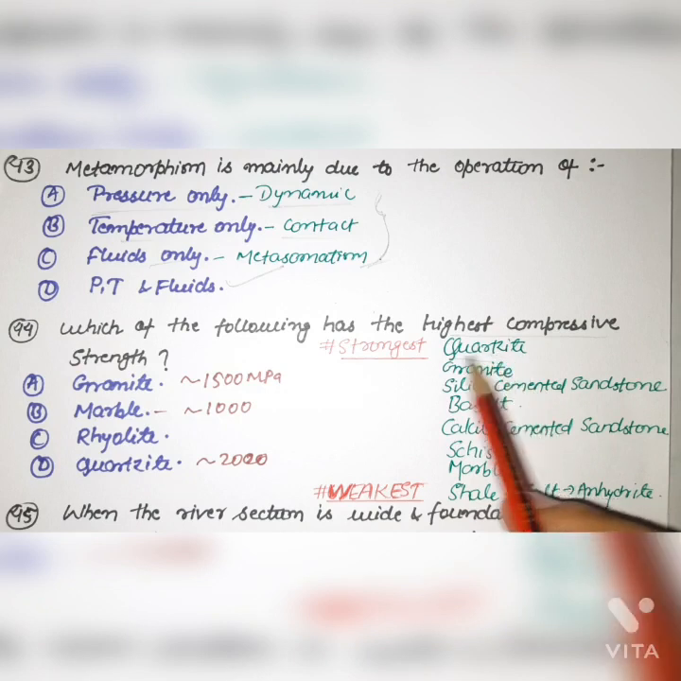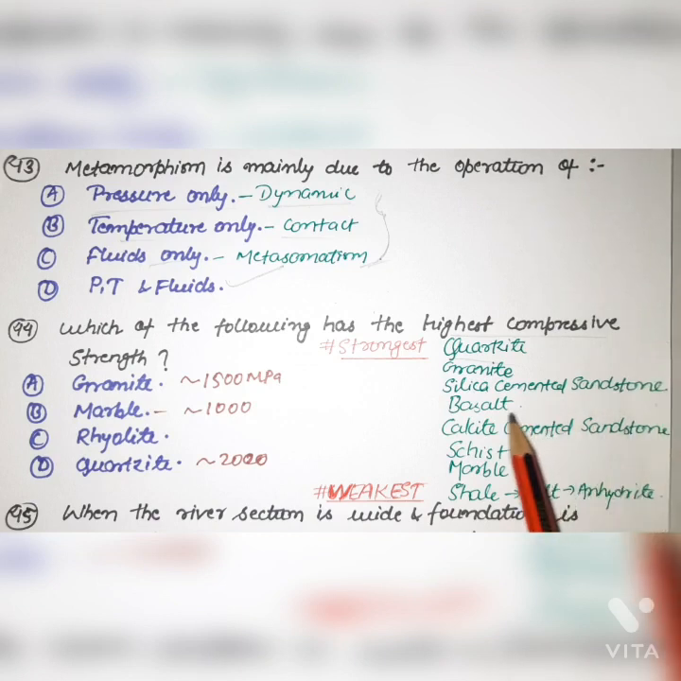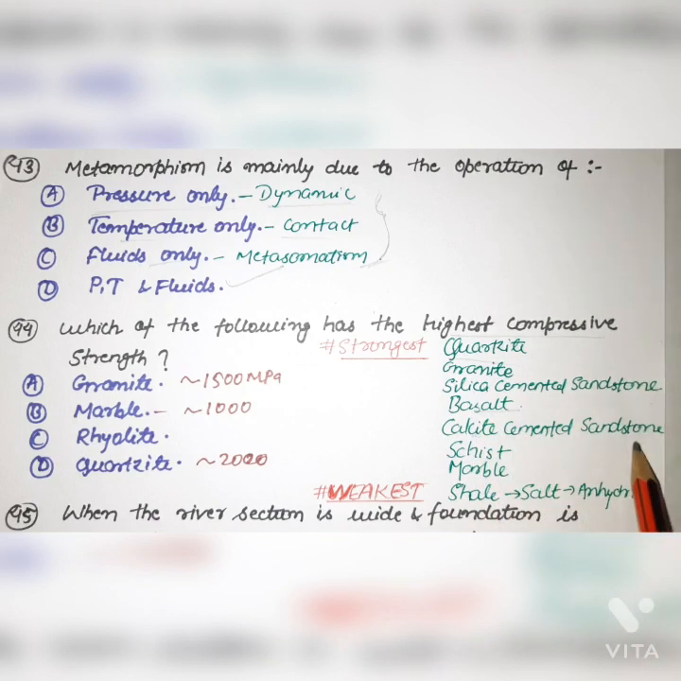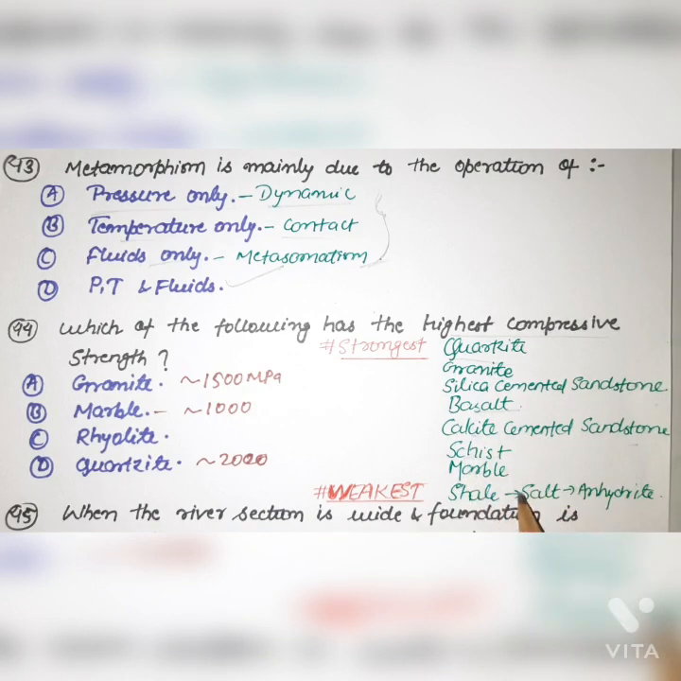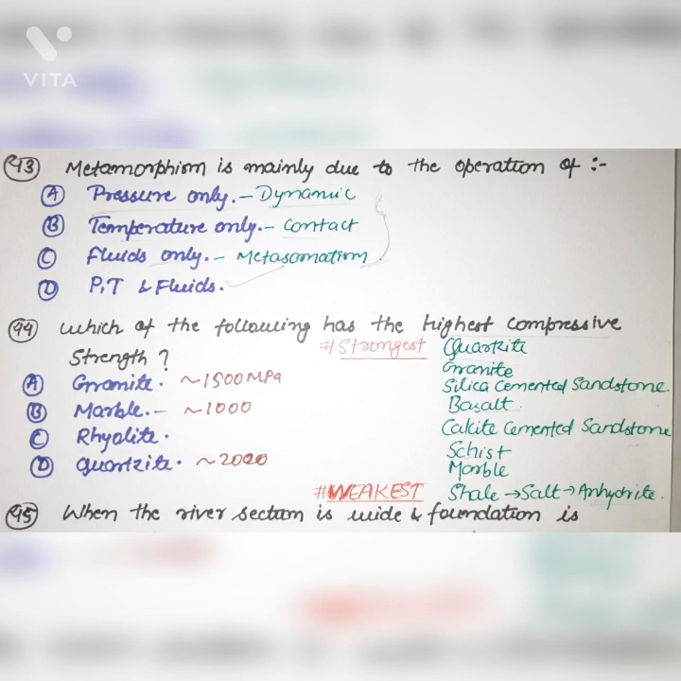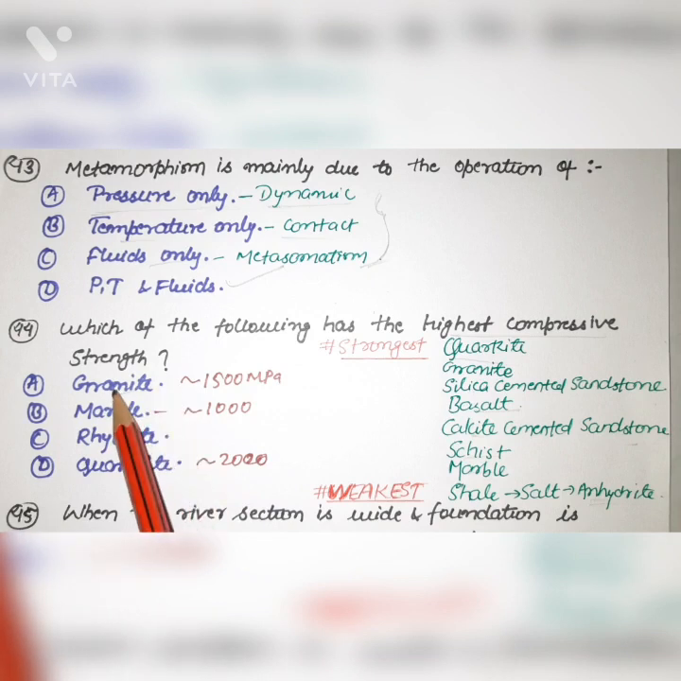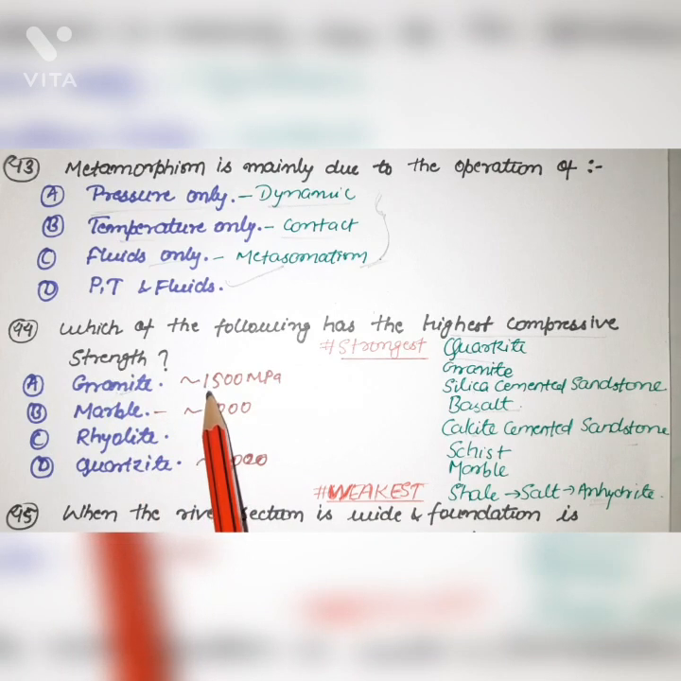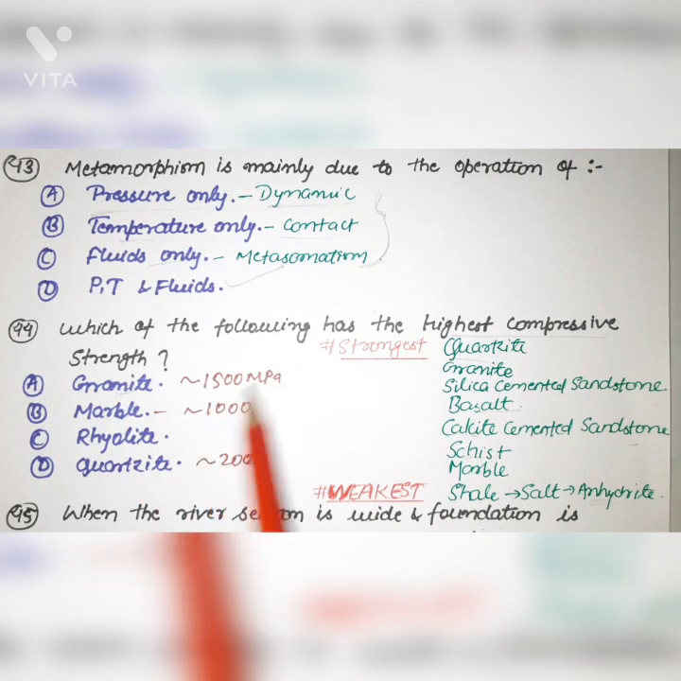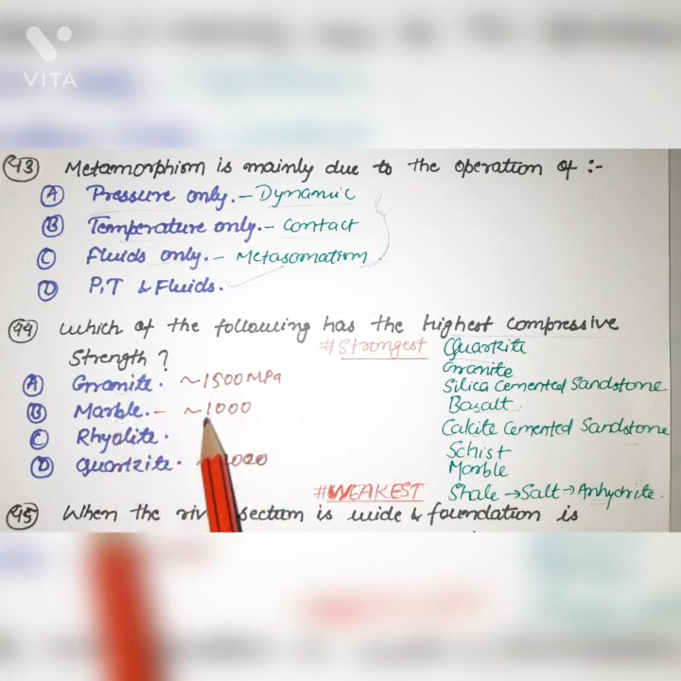Next, followed by granite, then silica cemented sandstone, then basalt, then calcite cemented sandstone, then schist, then marble, and finally shale, salt and anhydrite. Anhydrite is the least, or you can say weakest rock. It has the least compressive strength. Now coming back to the options, granite. The average compressive strength of granite is approximately 1400, sorry, 1500, and the average compressive strength of marble is 1000.